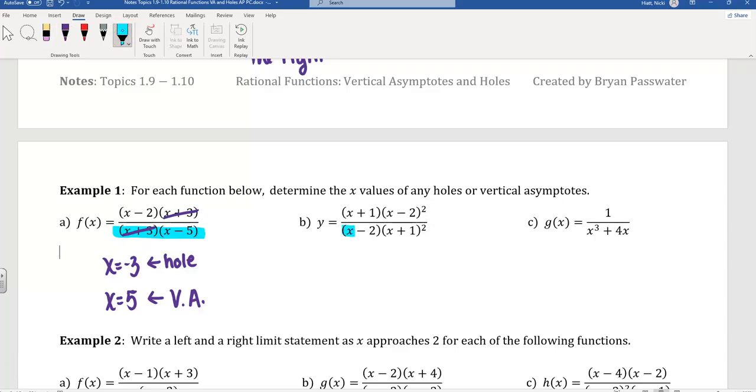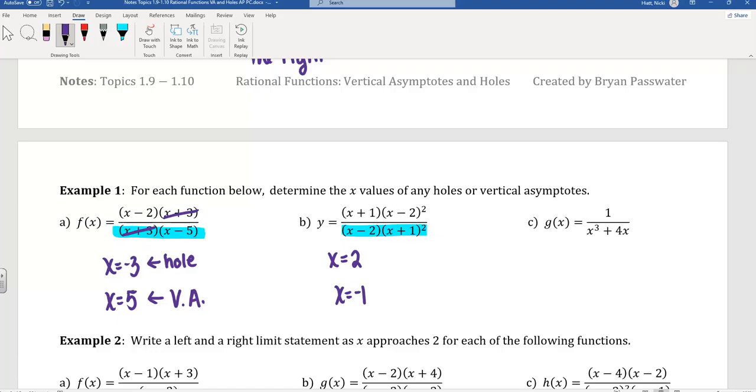So if I'm going to do B, I'm going to look at the denominator. I am definitely going to have some type of discontinuity at x equals 2 and x equals negative 1. I have to decide what type. Now, I have things that are going to cancel in both places here, right? The x plus 1s and the x minus 2s both cancel, but both of these are not holes.